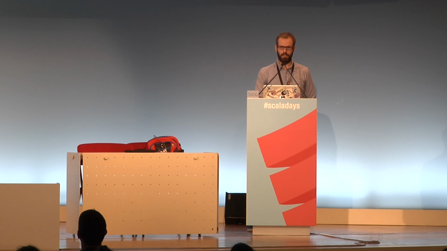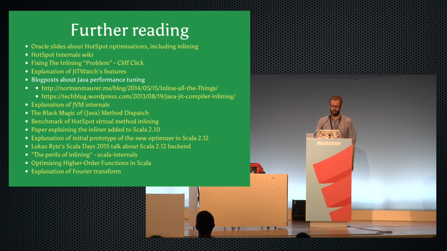And the reason for that, it could be because of the new optimiser, it could be because the higher order functions are now, what are they called? SAMs. I'm not sure exactly, but it's definitely faster. So further reading about inlining, I got a bit carried away here, but there's so much information online about not just inlining, but the internals of the JVM and how the JVM works.